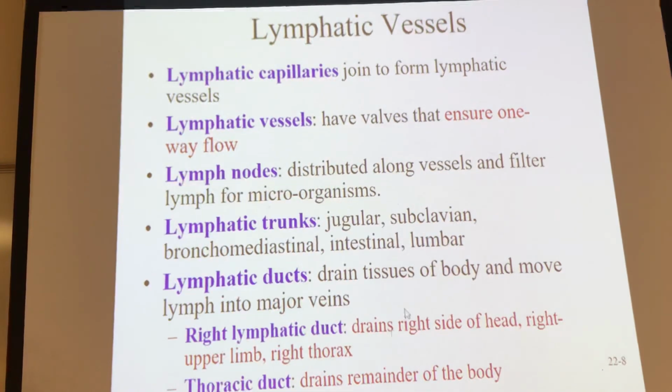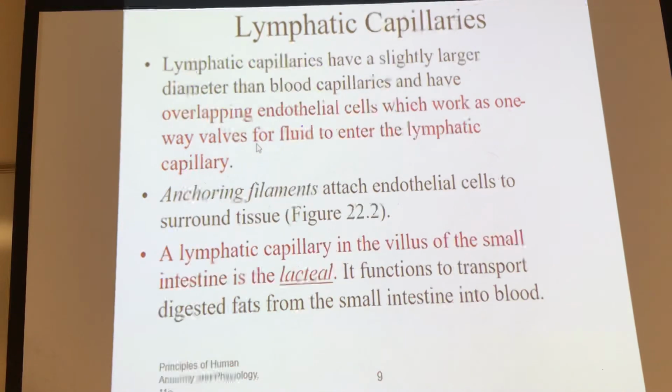This kind of goes into a little bit more detail about this. Now, in terms of these one-way valves, it's kind of cool what happens. Right? So these lymphatic capillaries, slightly larger in diameter than blood capillaries, have a series of overlapping endothelial cells, which work as one-way valves for fluid to enter the lymphatic capillaries.